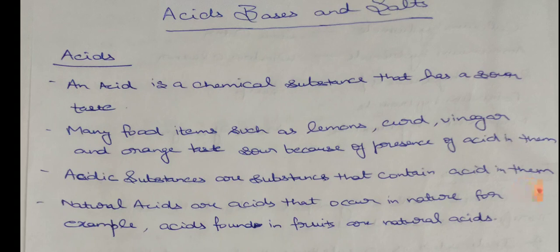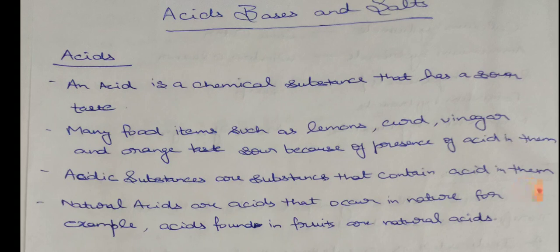The next topic that we are going to start today is acids, bases and salts. A very important and very interesting topic, students. Today we will be talking about acids, bases, some natural acids that occur in substances, and then a very important topic, indicators, that is, how we indicate whether a substance is acidic or basic in nature.